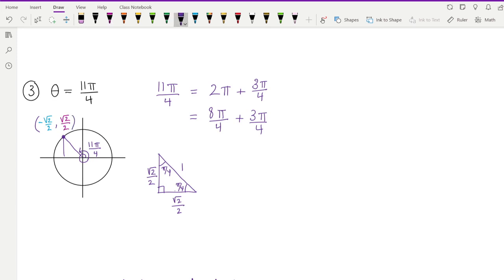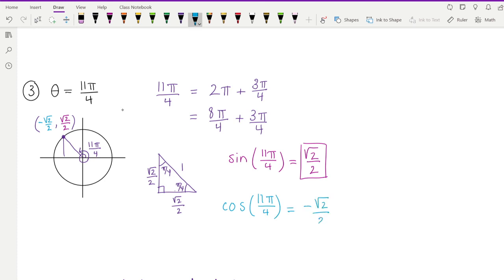Okay, so now we're ready to evaluate sine, cosine, and tangent. So sine of 11 pi over 4 is our y coordinate. And so our y coordinate is square root of 2 over 2, positive. Cosine of 11 pi over 4 is negative square root of 2 over 2.